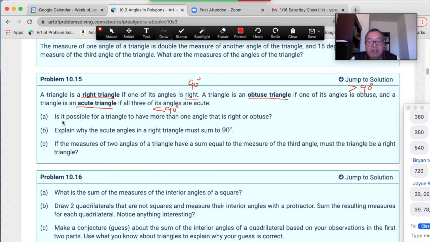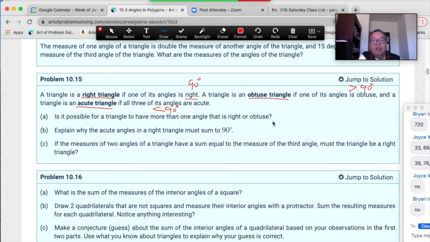1. A. Is it possible for a triangle to have more than one angle that is right or obtuse? Everybody give me an answer for this. Is this one yes or no? Okay, Joyce is correct. Brian is correct. It is impossible for a triangle to have more than one right or obtuse angle.